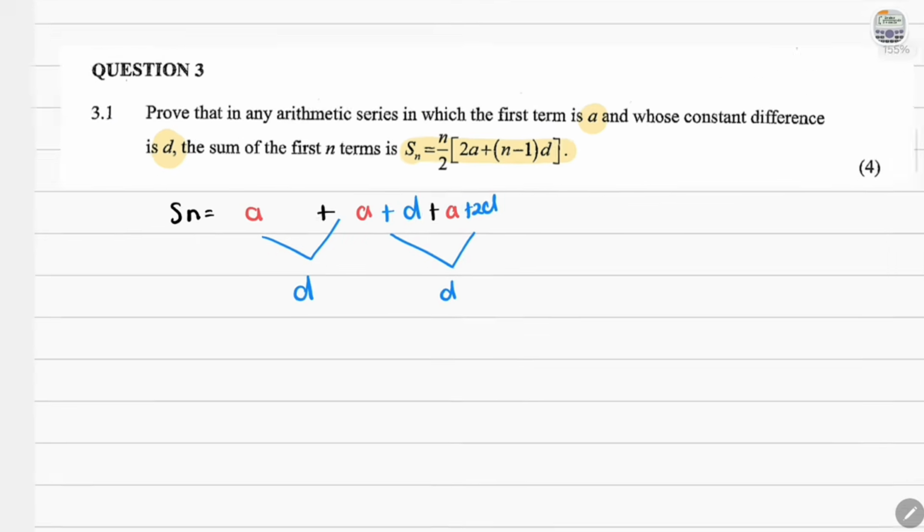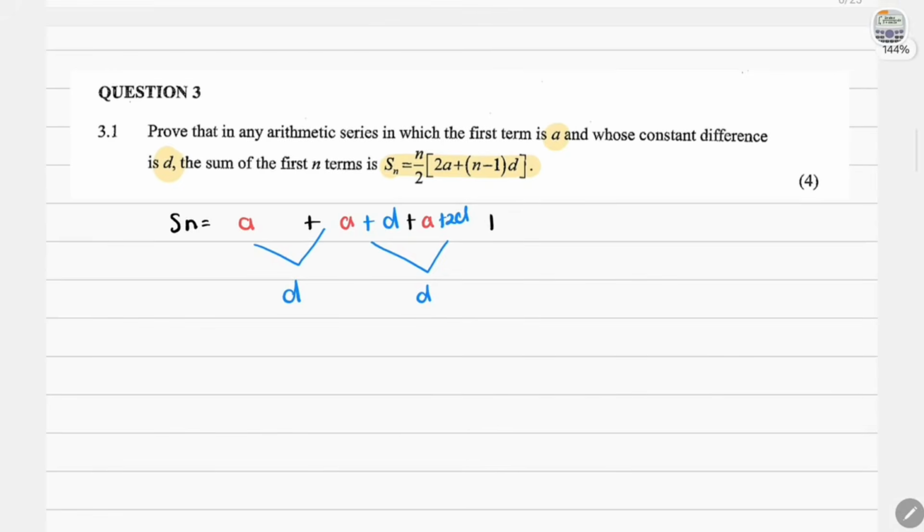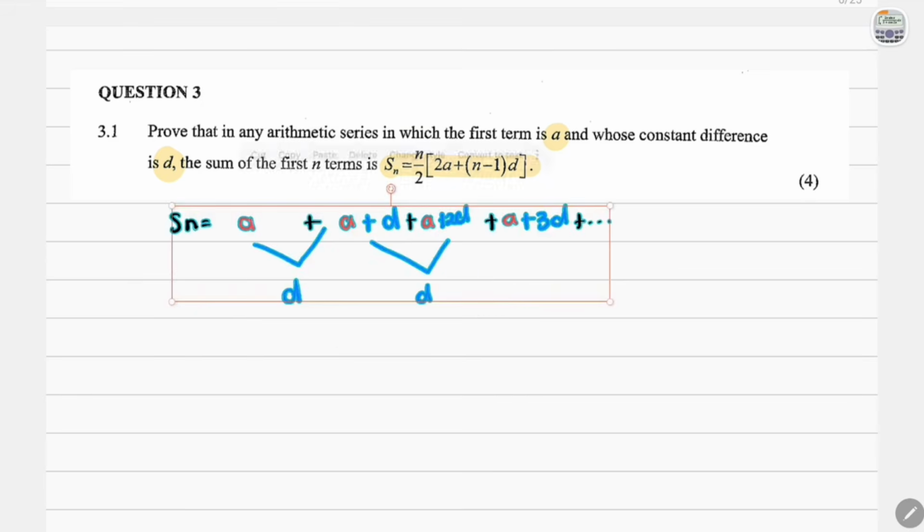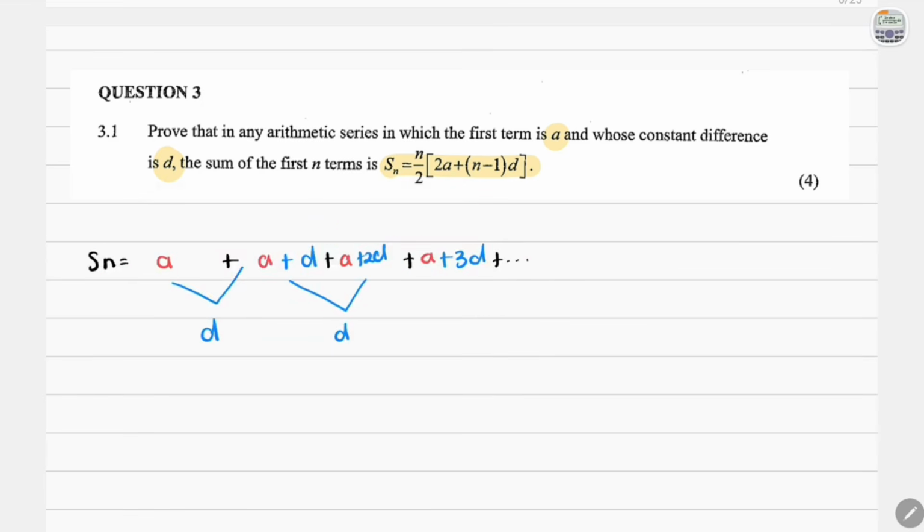And then you keep doing this. The next term would be a plus 3d. Okay, so plus 3d. And this will keep going all the way to the last term. Now, remember, it's the last term, and we're just saying it's the nth term. So the last term would be called Tn. And that is really just the expression for the general term of an arithmetic series or sequence.